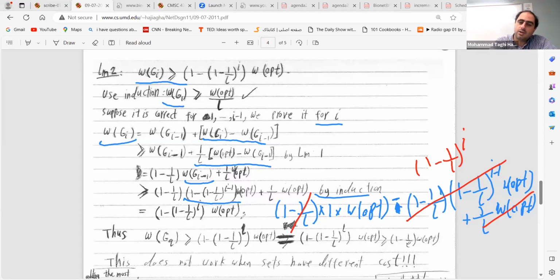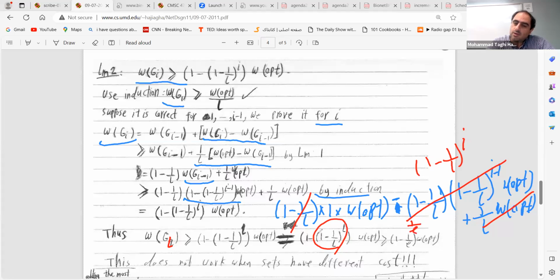So now I have L sets. So this is for I. The last one, I know that the final thing would be GL. GL would be the whole thing that we are covering. W of GL would be 1 minus 1 over L to the L W of opt. And we know this formula, that 1 minus 1 over L to the L is always less than or equal to 1 over E. So the limit essentially equals 1 over E. So instead of this one, I can just replace the whole thing with 1 over E.